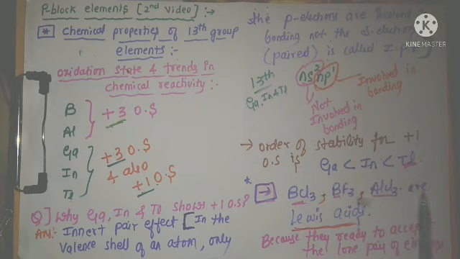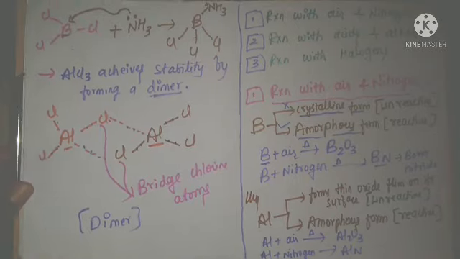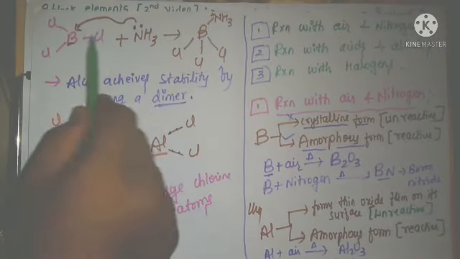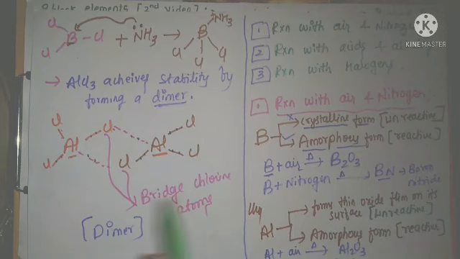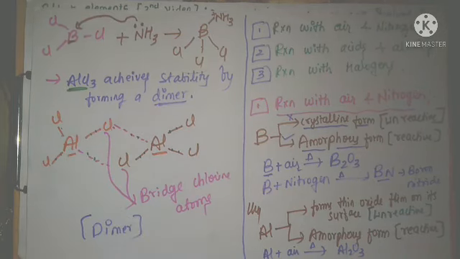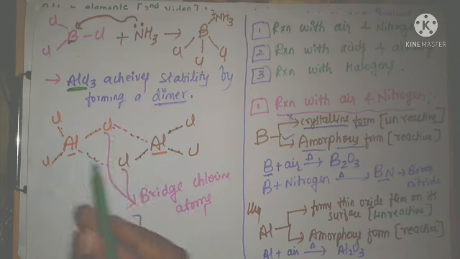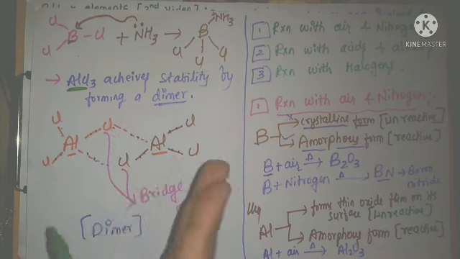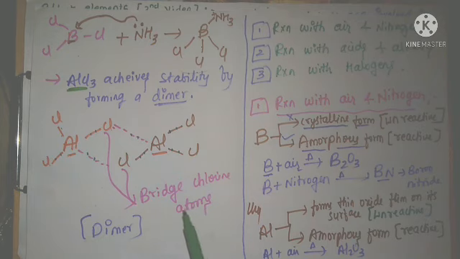Now BCl3 and BF3 are Lewis acids because they are ready to accept electrons, that we have discussed. Next we discussed how BCl3 gets stability: by accepting a lone pair of electrons. How does AlCl3 get stability? By forming a dimer. Two AlCl3 react and form the dimer, that is, a bridge structure is formed, right?